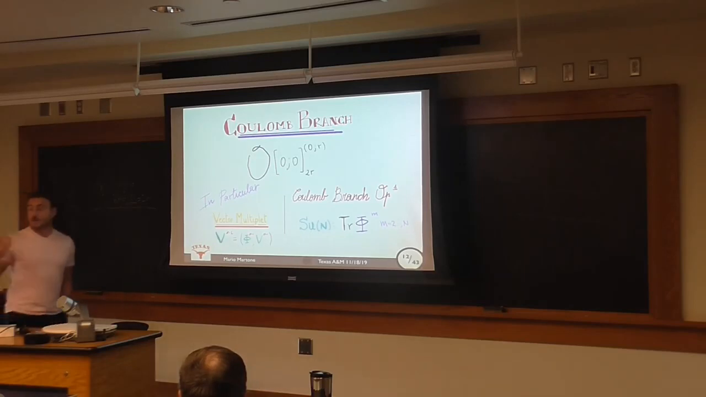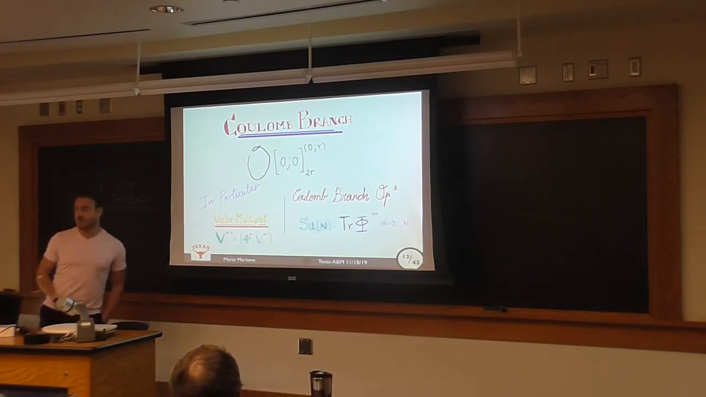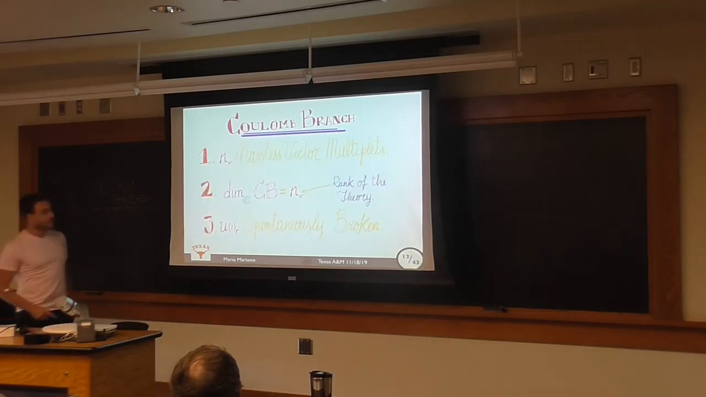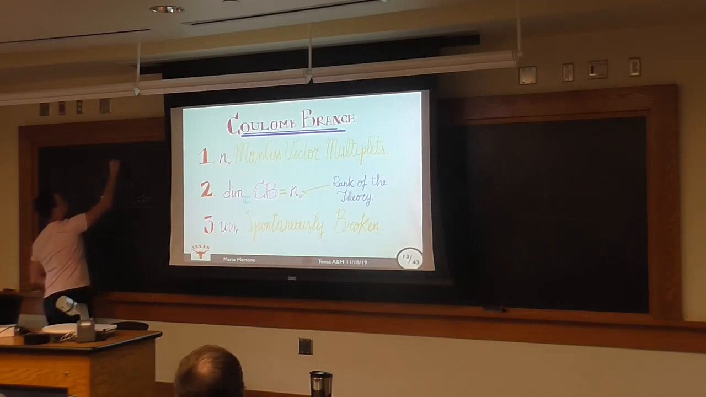If you have in mind Lagrangian field theories, those with these charges correspond to a trace of the scalar of the vector multiplet. So what are the features of the Coulomb branch? Generically, there is an N_V, where N_V is the dimension. The Coulomb branch is some variety which has a complex dimension N_V. This complex dimension tells you the number of free vector multiplets. So the theory on the Coulomb branch is basically U(1) to the N_V.